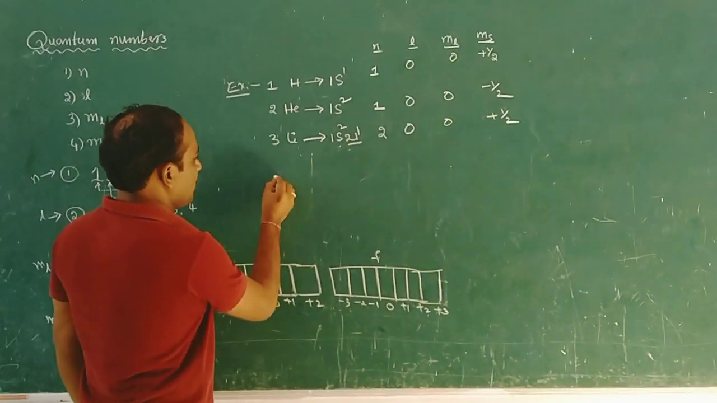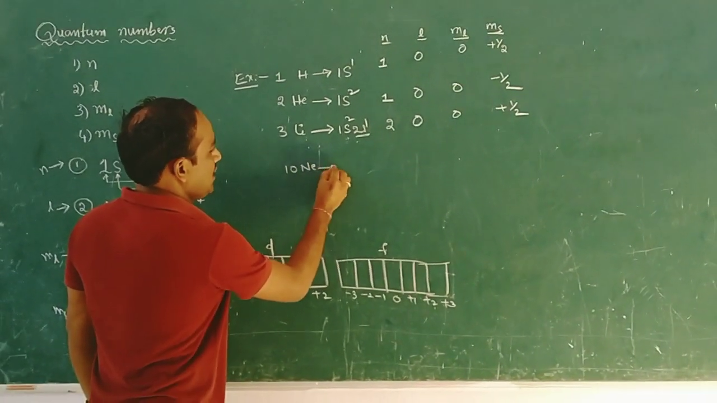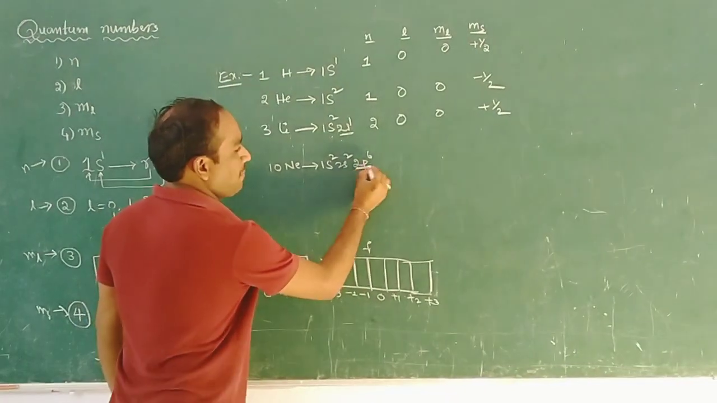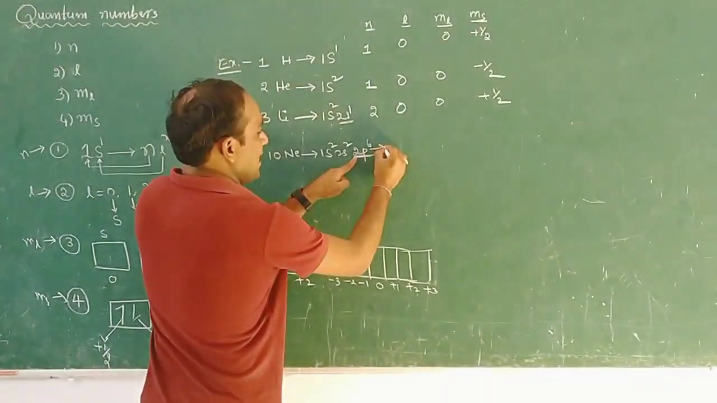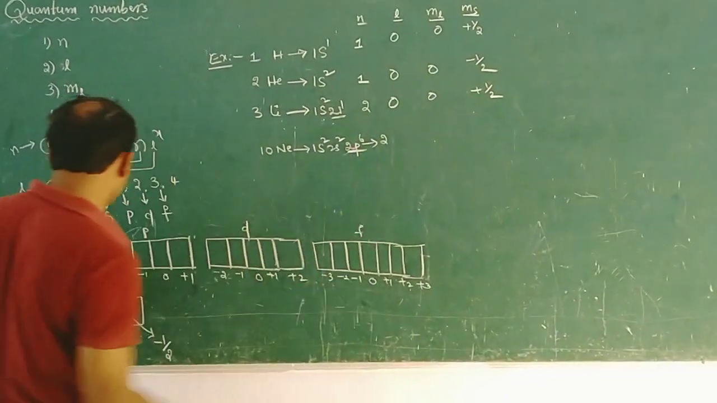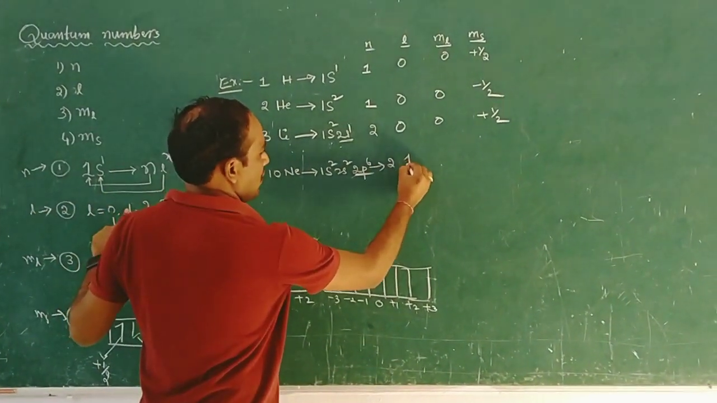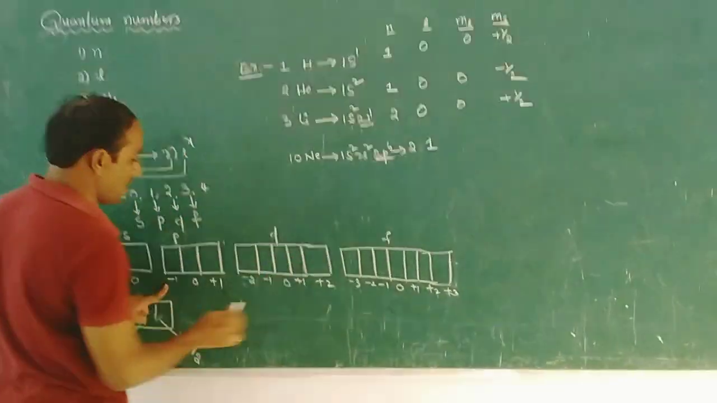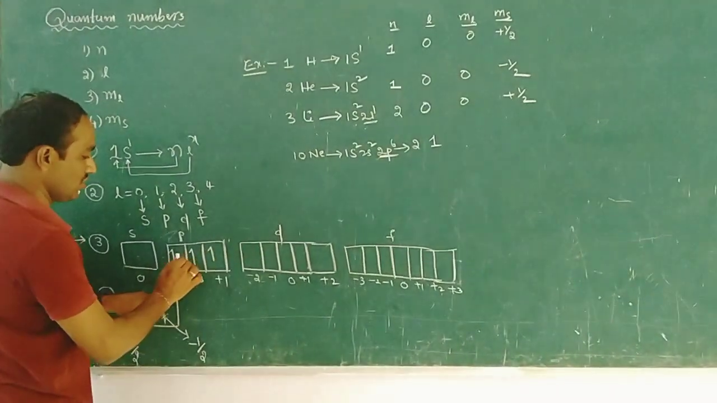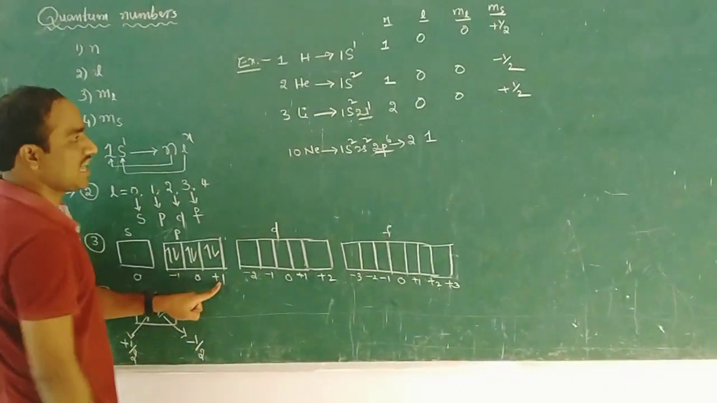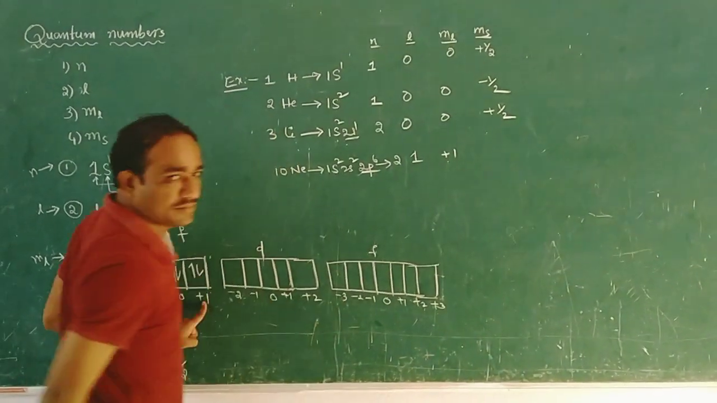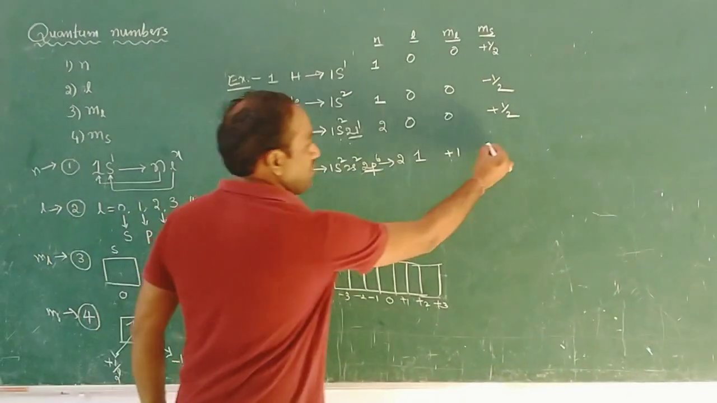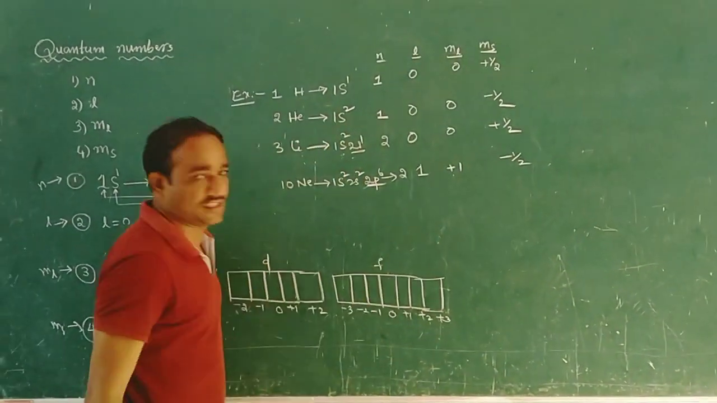And the next one, the 10th one, neon. Neon means 1s2, 2s2, 2p6. So here p6, that's why the n value is 2. P means l is equal to 1. How many orbitals are there for p? 3. But the 6th electron: first, second, third, fourth, fifth, sixth. The 6th electron we represent as +1. And here it is a clockwise or anti-clockwise electron; that's why we write -1/2.